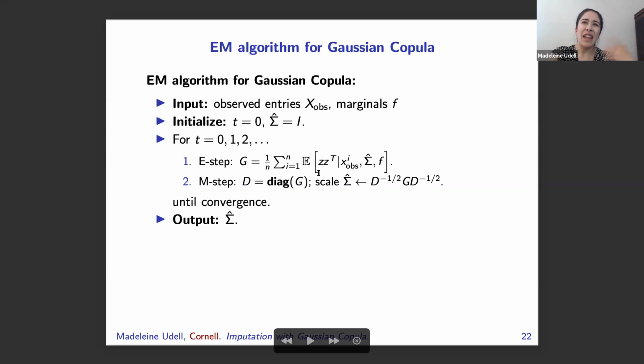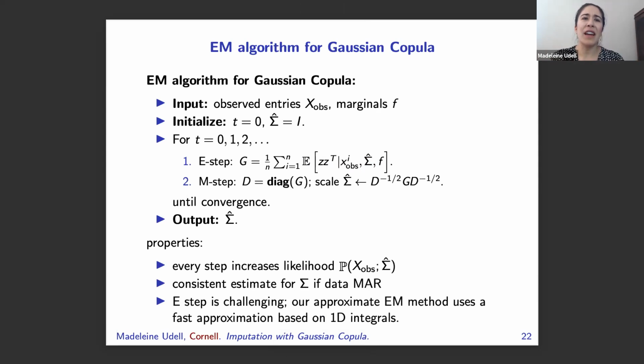The reason that I need an iterative method for this is that the expectation of the covariance matrix depends on my estimate of the covariance matrix. But I can iterate this to convergence, and it works very well. It's essentially the same guarantees that EM generally does, which is weak. Every EM step increases the likelihood. You do get a consistent estimate for the covariance matrix as long as the data is missing at random. And the E step is actually pretty hard. We use an approximate EM that's based on 1D intervals.